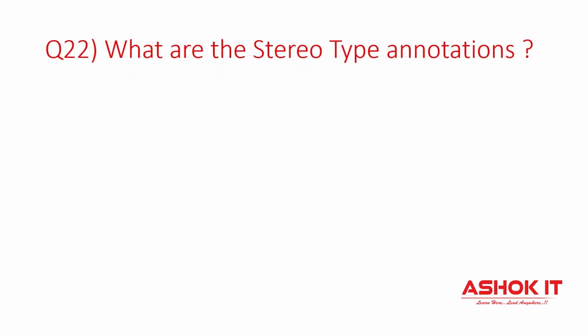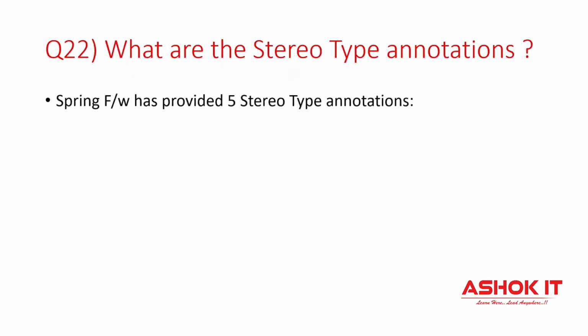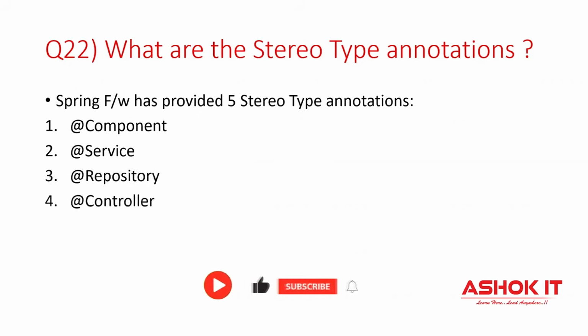Question 22. What are the stereotype annotations? There are mainly 5 stereotype annotations we have. First, understand the meaning of stereotype. If you use these annotations on top of your class, then the container will create objects for your classes. That's actually called stereotype. They are Component, Service, Repository, Controller, and RestController.